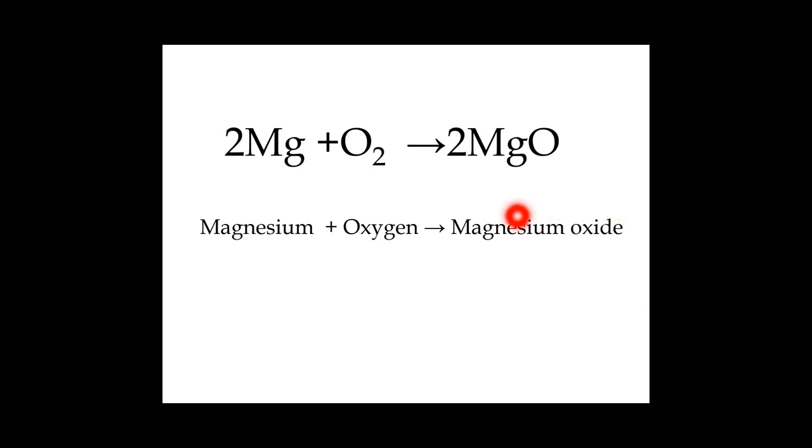Next, this is the formation of magnesium oxide. This is the formula of magnesium oxide. When magnesium burns in the presence of oxygen, it forms magnesium oxide. This is the symbol of magnesium and this is the symbol of oxygen. Magnesium and oxygen are reactants. Magnesium oxide is a product in this chemical reaction.